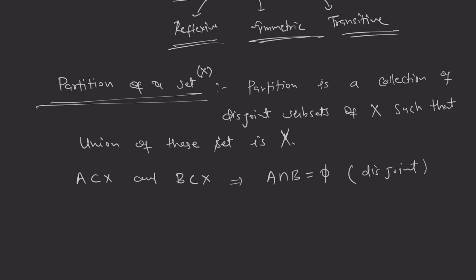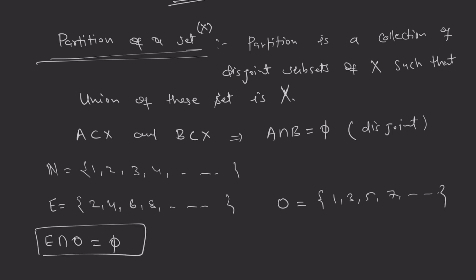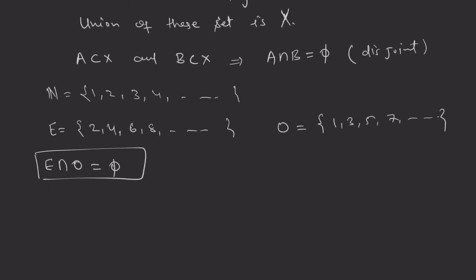Okay. Now let's say I have the set of natural numbers. Natural numbers means 1, 2, 3, 4, and it goes on. I'll make a set E of all even numbers, and a set O of all odd numbers. Now tell me, E intersection O is what? It is phi. Why is it phi? Because there are no elements which belong to both sets.